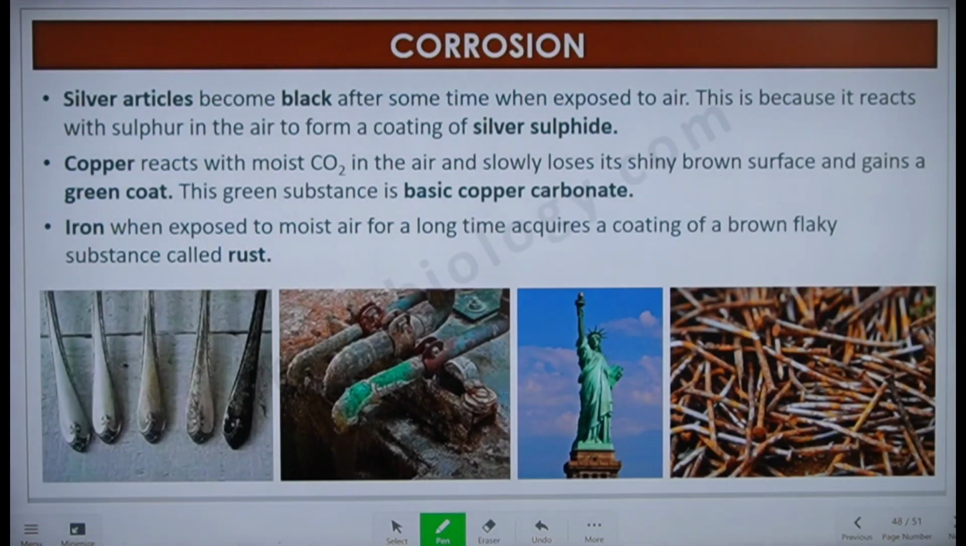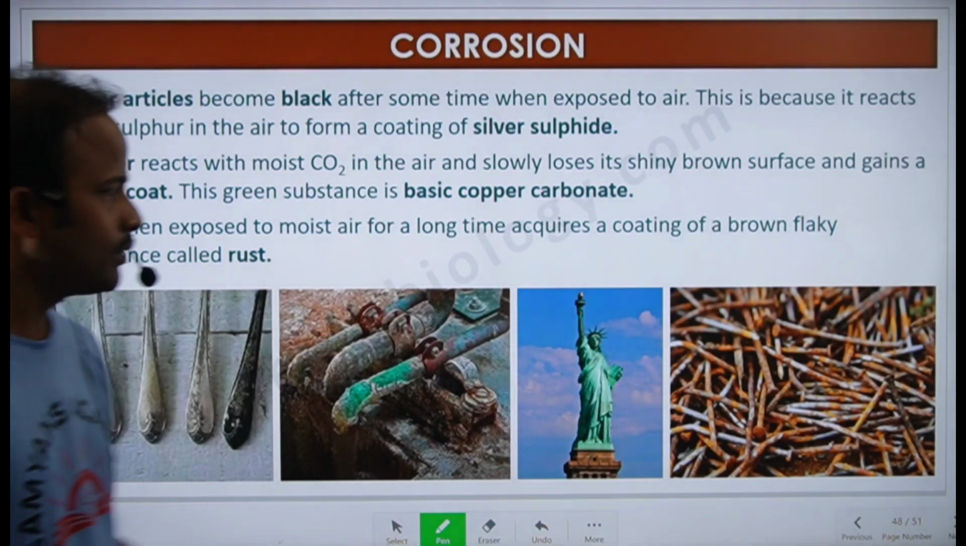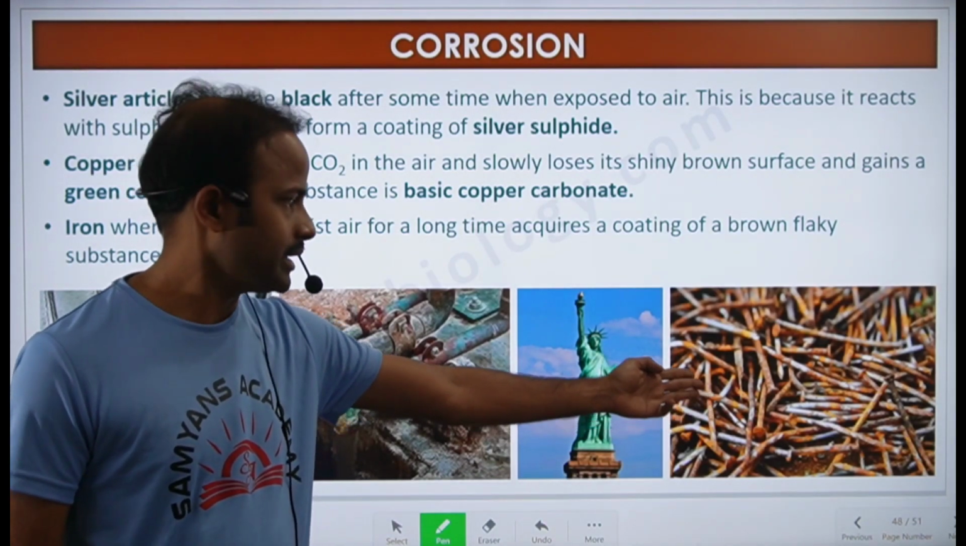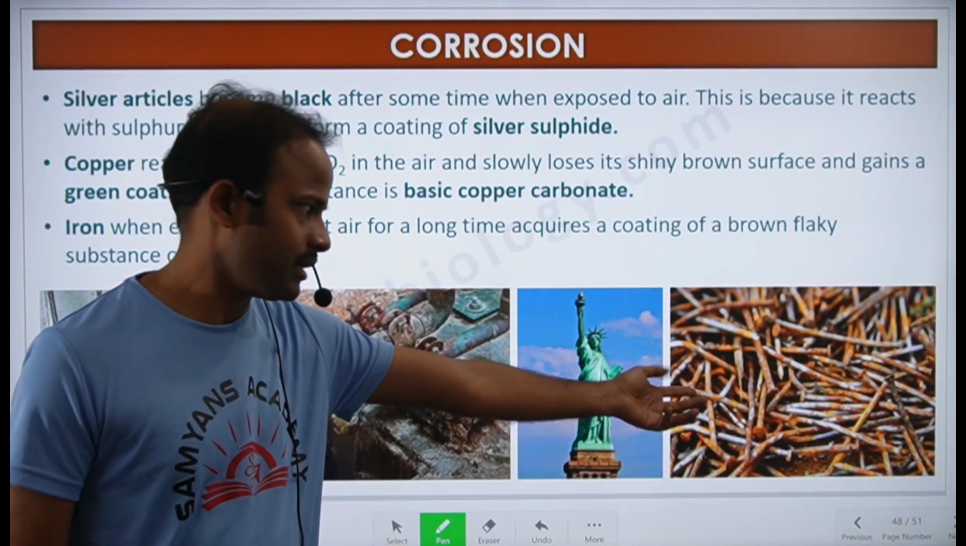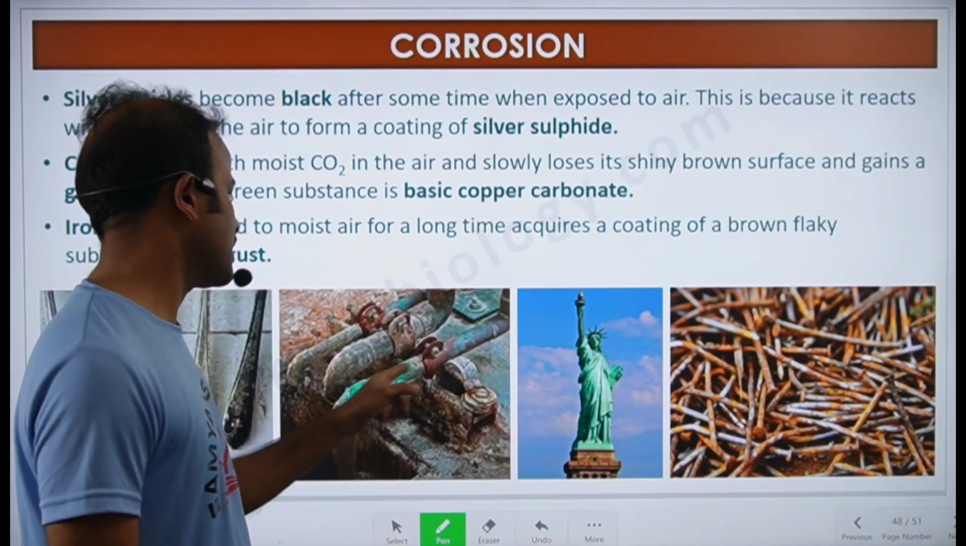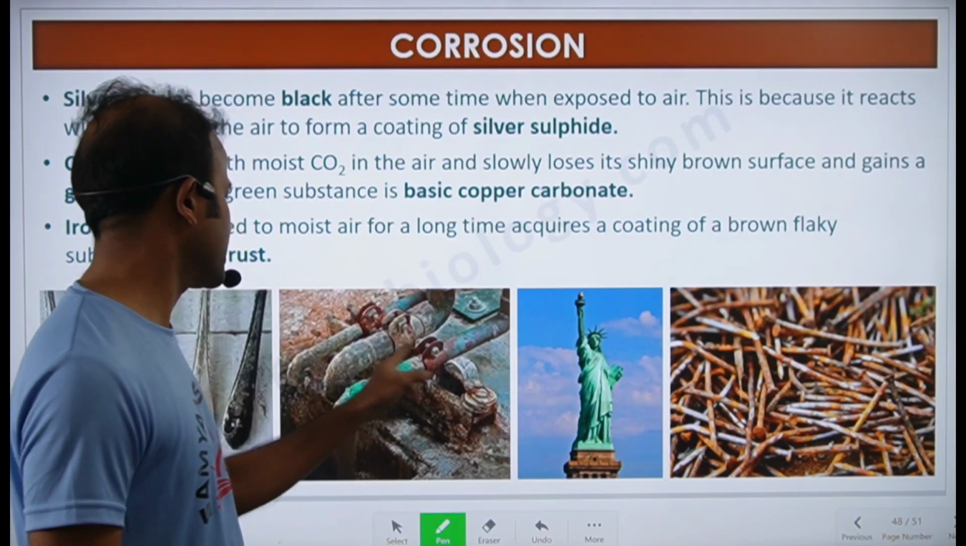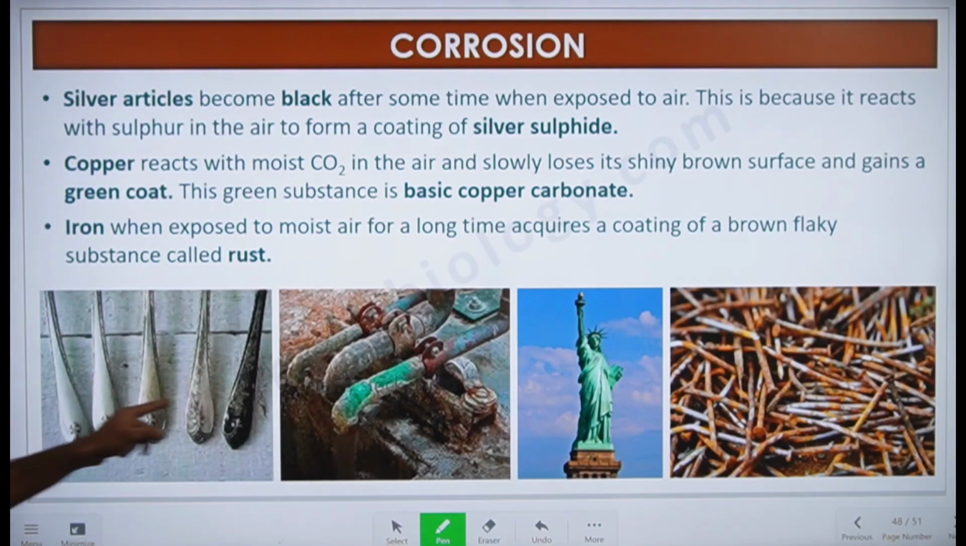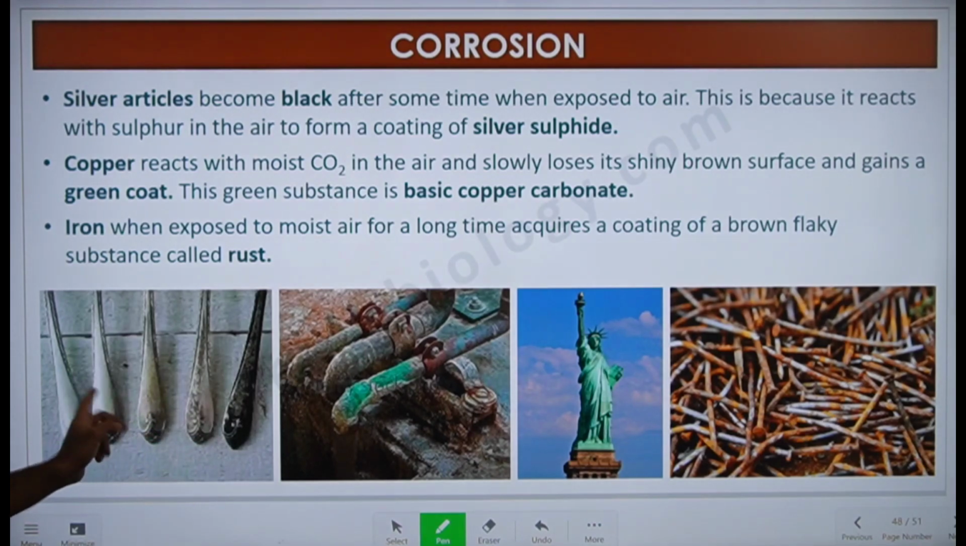Now the next topic is corrosion, right? In any article you can see, these are iron nails. After rusting, after reacting with moisture and air, they convert into this ferric oxide form. Now there are some pipes. After getting corroded, the color of this metal changes. These are silver spoons. After corrosion, the color of this metal changes. Then how do we avoid this corrosion? How do we prevent this corrosion?